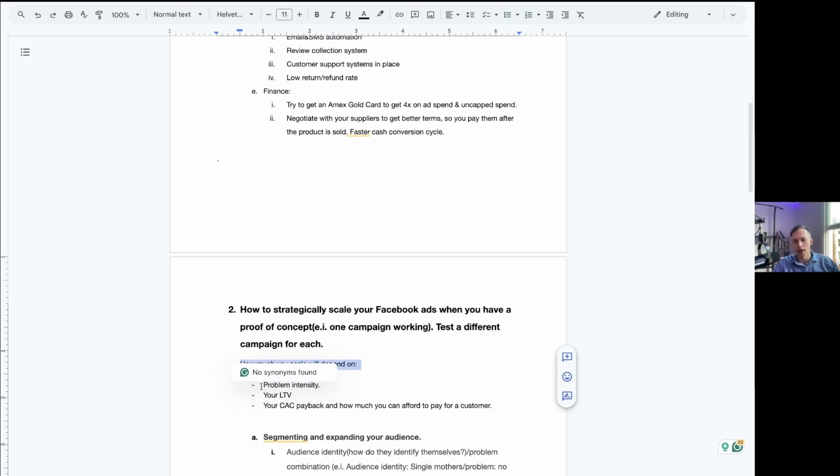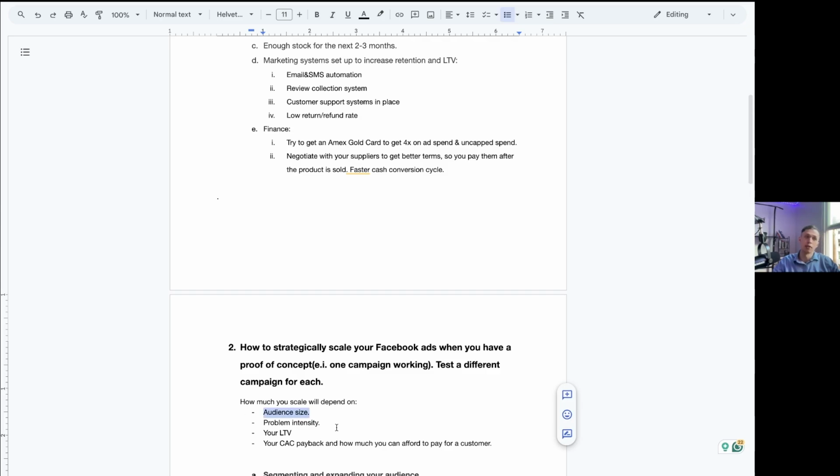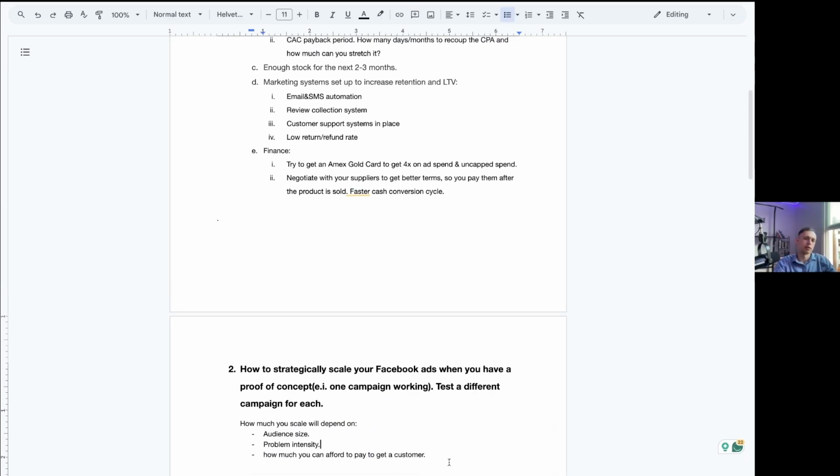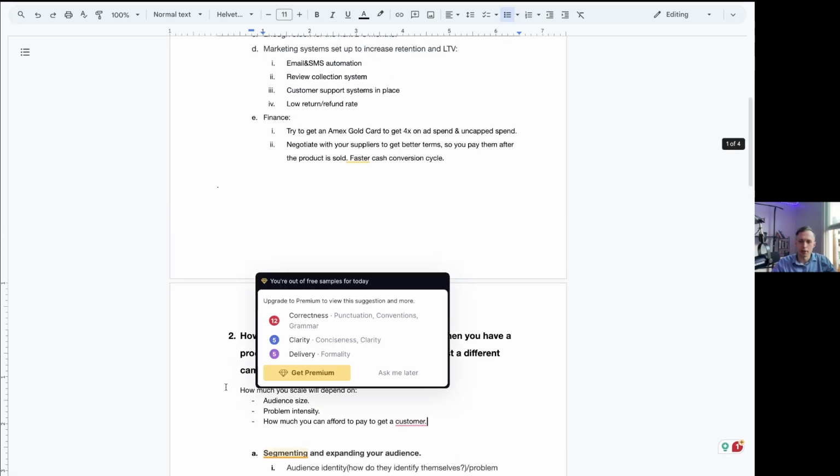So audience size, problem intensity. Audience size: how big is your market, and then how big is the problem. Is this like a vitamin problem where you just want to improve things slightly, or is this actually an urgent problem? That will determine a lot of your scale, and then your lifetime value and how much you can spend. Basically it's how much you can afford to pay to get a customer, and that means how good is your product, how high is your lifetime value, and all these things. And then that's how much you can scale.